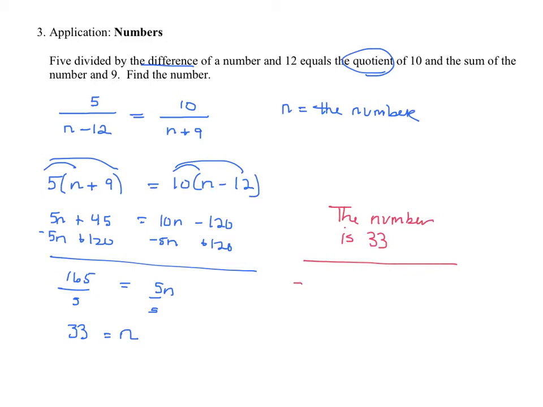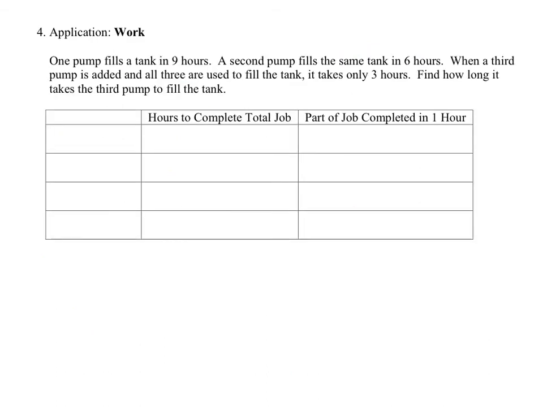Good. Let's check it. 5 over 33 take away 12. Is that the same as 10 over 33 plus 9? 10 over 42. Is that the same as 5 over 21? You betcha, because if I divide both of these by 2, I am all set. Don't you ever let fractions scare you. Just take your time with it. You'll be awesome. Next. All right, this is a work application.